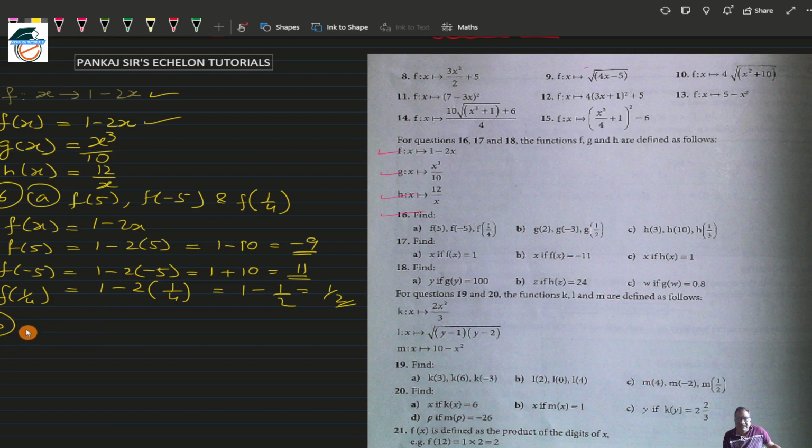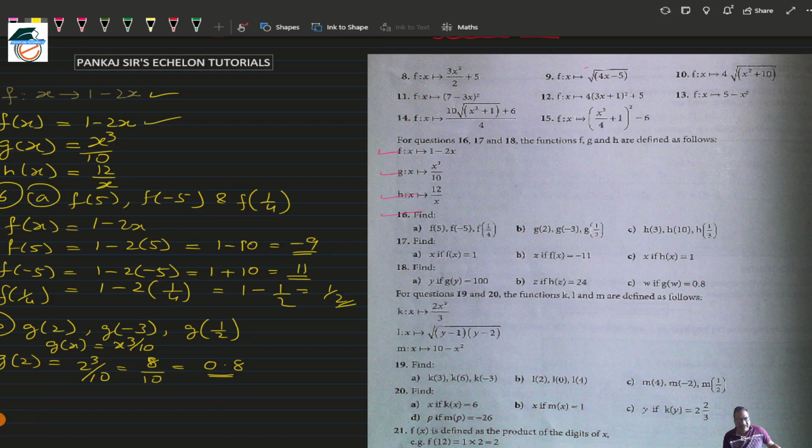16b, you have to work out g of 2 and then g of minus 3 and g of half. Okay. So g of 2 will be equal to, now you will have to take this function g of x. So what is g of x? G of x is basically given as x cubed by 10. Okay. So g of 2 will be 2 cubed divided by 10, which is equal to 8 upon 10, which is nothing but 0.8.